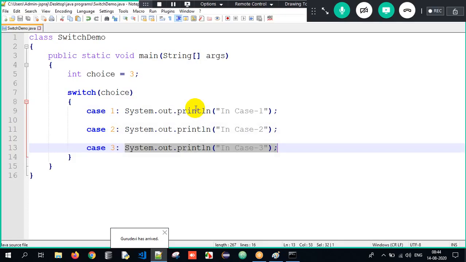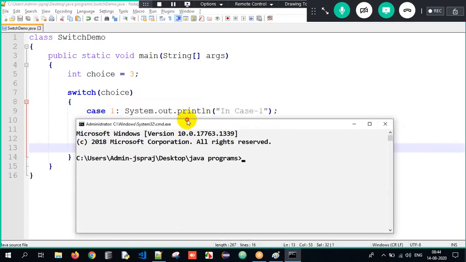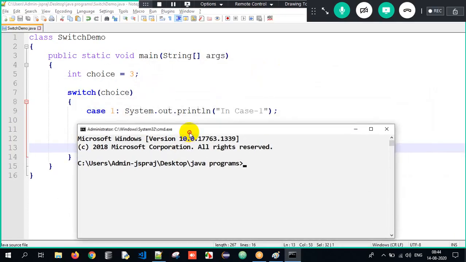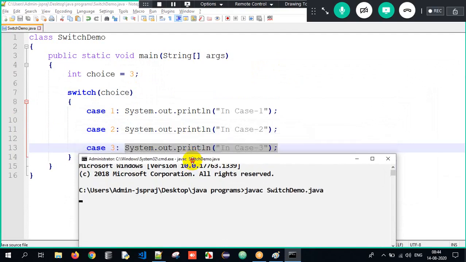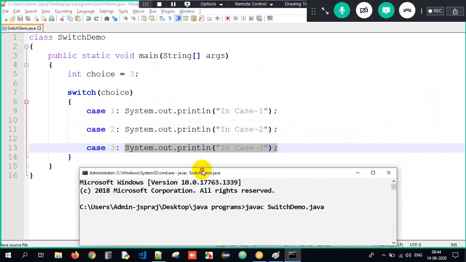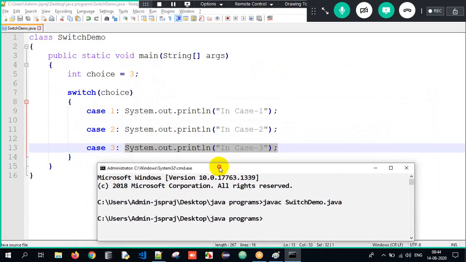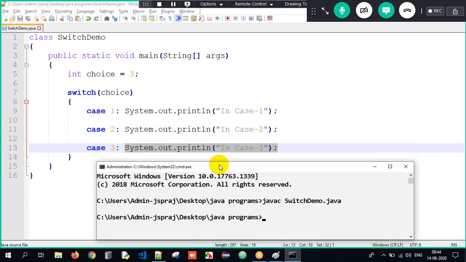Okay, this is my command prompt. I need to execute it. In order to execute it, how will I do it here? I have to compile it with javac SwitchDemo.java. This is how the compilation will happen. Compilation done successfully. Now I have to interpret it. For interpreting, I type java SwitchDemo and press enter.